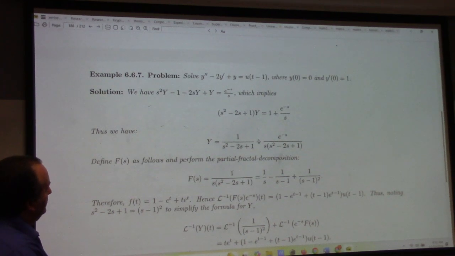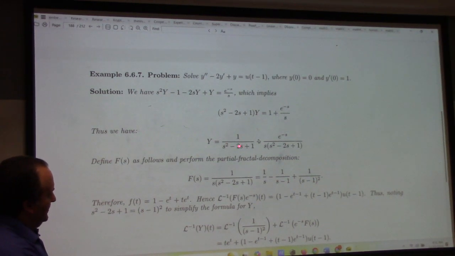So this one I think we might have worked last time, but let's look at it. I don't think we did, but this is like the ones we worked last time. Suppose you've got y prime prime minus 2y prime plus y equal to the unit step function, with initial conditions 0 and 1 for the velocity. We take the Laplace transform. We get s squared big Y minus 1 minus 2 times s times Y plus Y, which then gives us this. Then we divide.